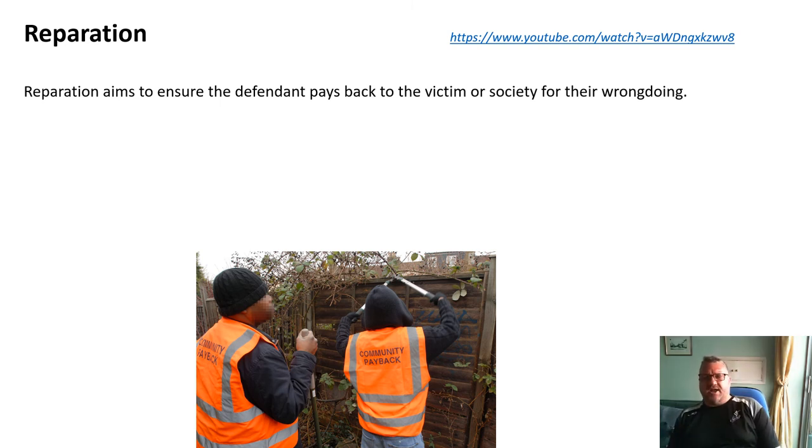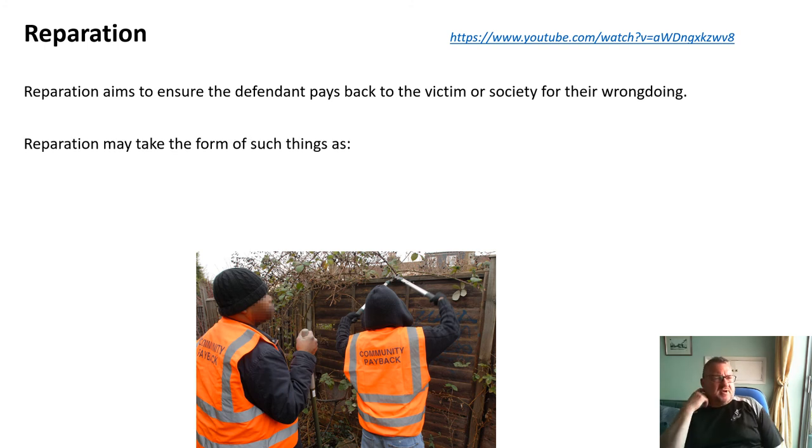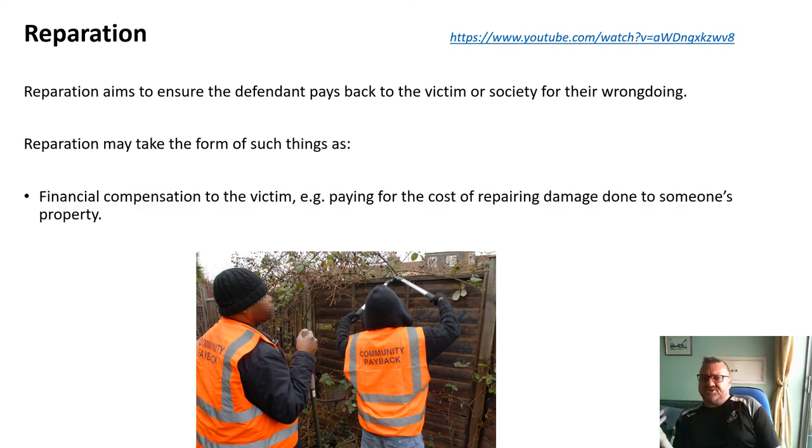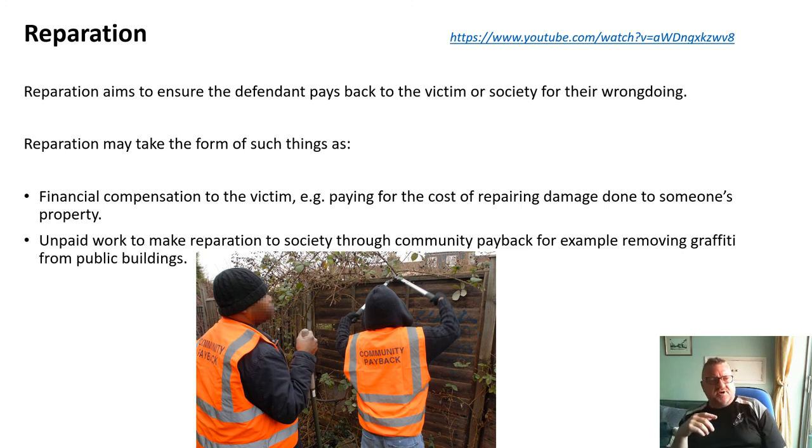It's repayment, reparation. It may take the form of such things as financial compensation to the victim, such as paying the cost of repairing damage done to someone's property, if there's vandalism, for instance. Or it could be unpaid work to make reparation to society through community payback schemes, for example, removing graffiti from public buildings, tidying up gardens, etc.